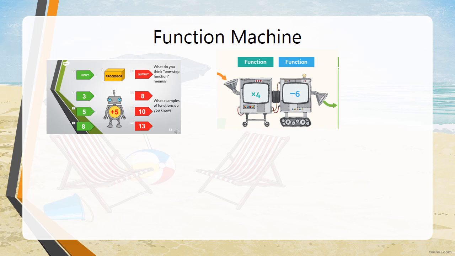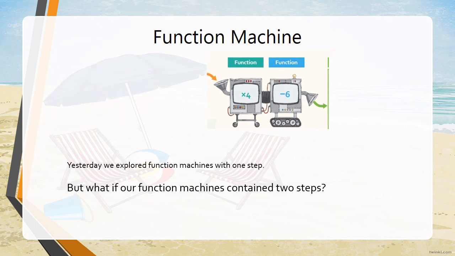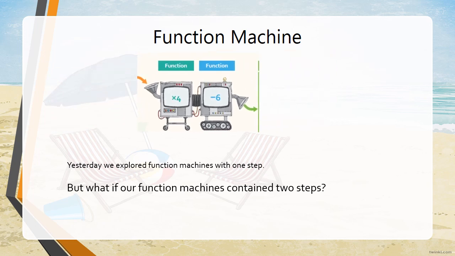Okay, and we don't want to miss a step, because we all know what happens sometimes. If we miss a step when we're walking up the stairs, we can fall down. Okay, so we have to take the steps that are there for a reason. So yesterday we looked at one-step function machines. But what if our function machines contained 2 steps? That is our focus today. We will be looking at multi-step function machines.